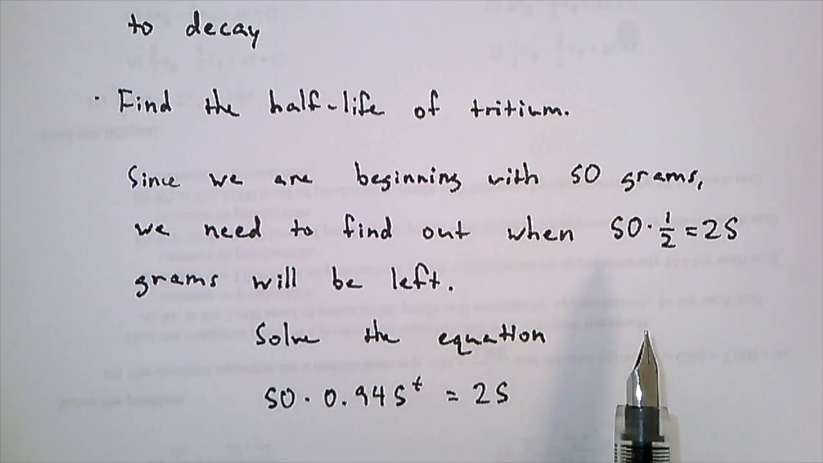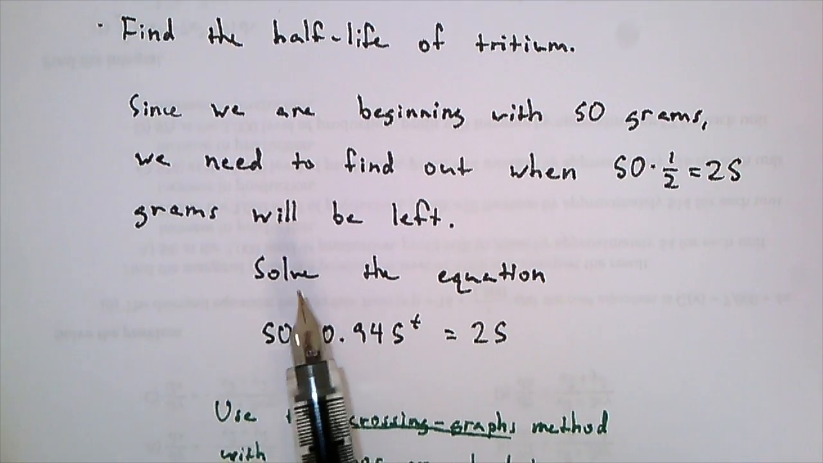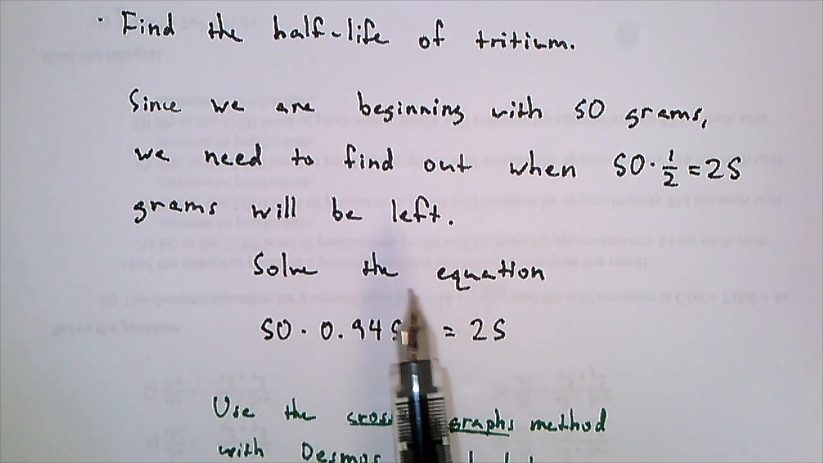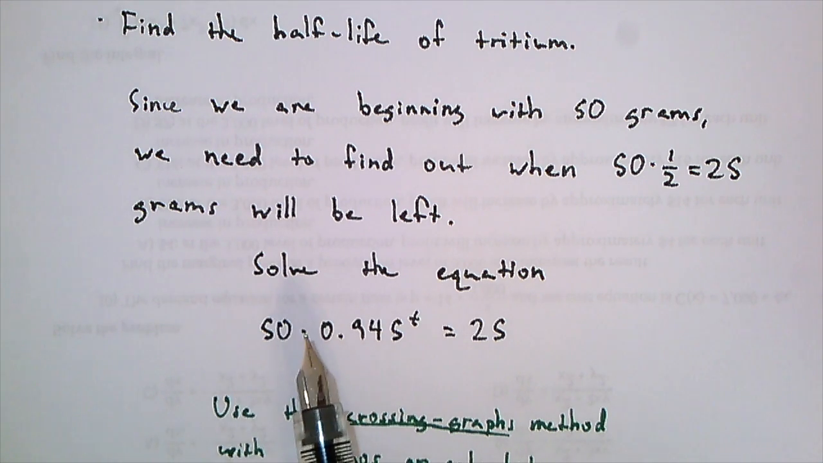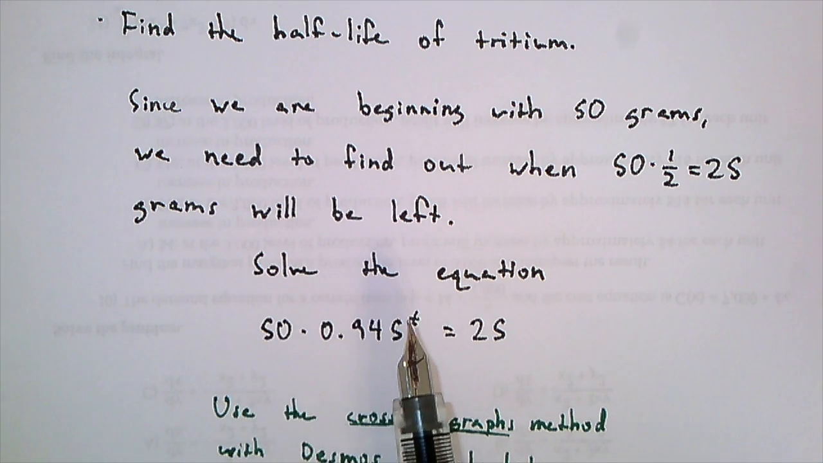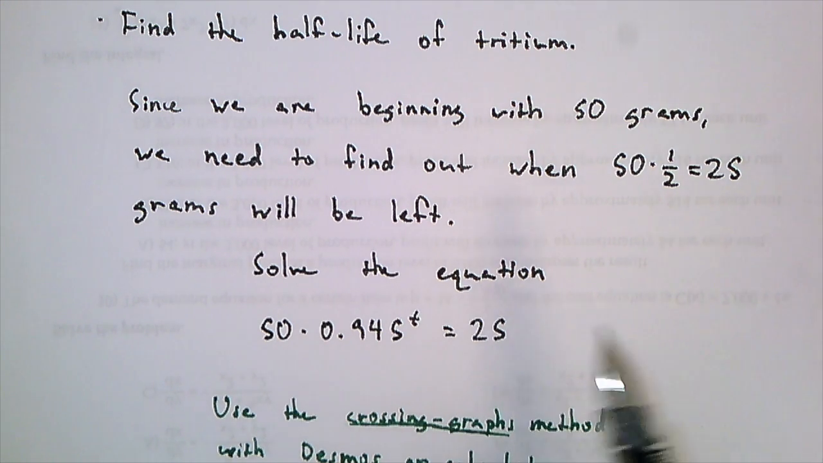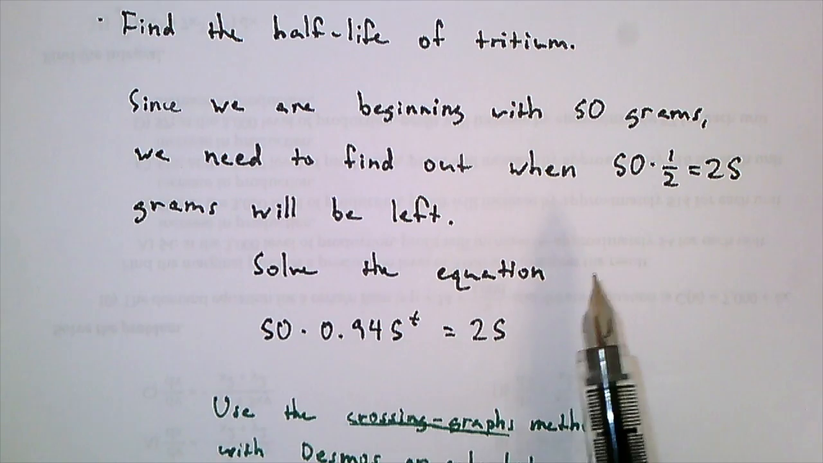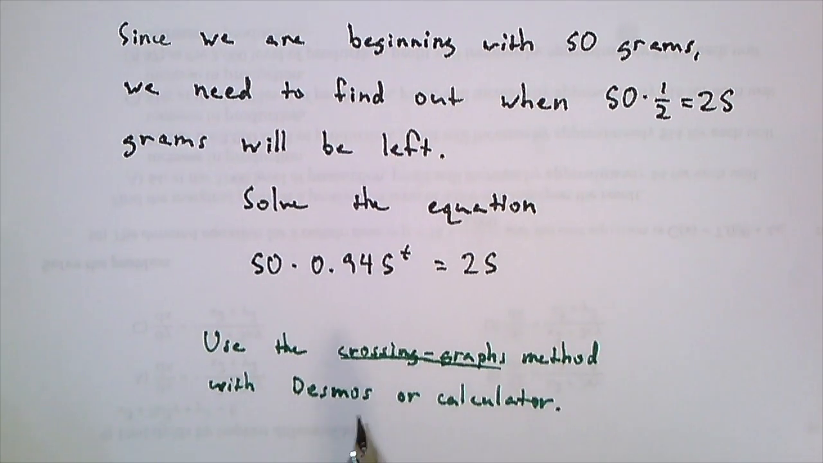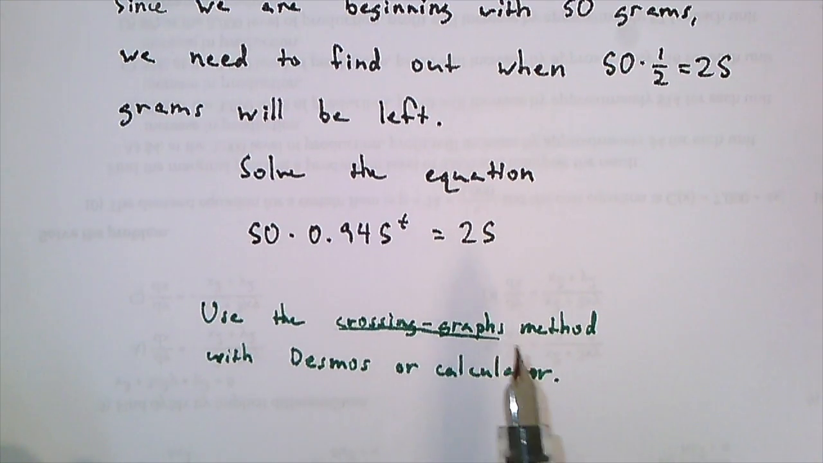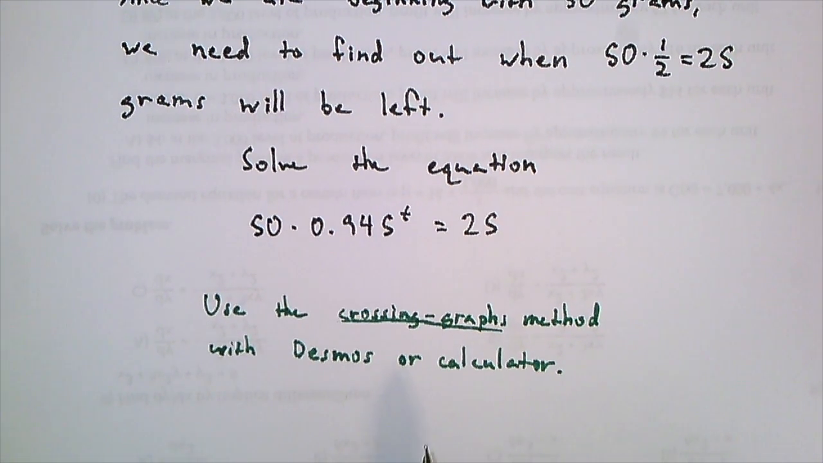So what this means is we'll have to solve the equation. Here on the left side, I have the function for the amount of tritium left, 50 times 0.945 to the t power. And on the right side, I have the amount that I want left over, 25 grams. In order to solve this equation, we'll have to use the crossing graphs method in Desmos or a calculator.